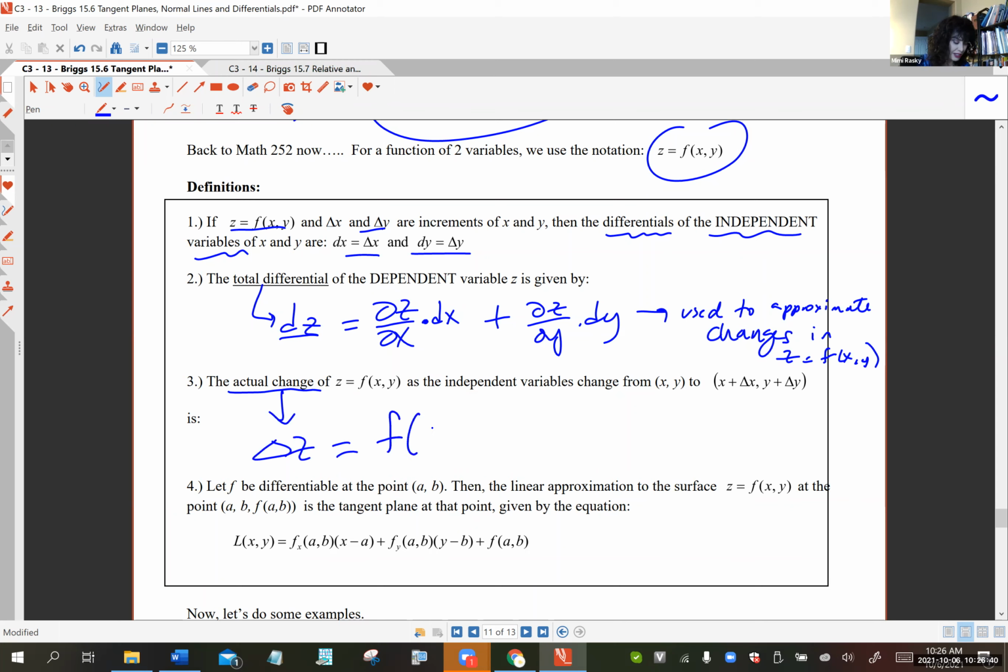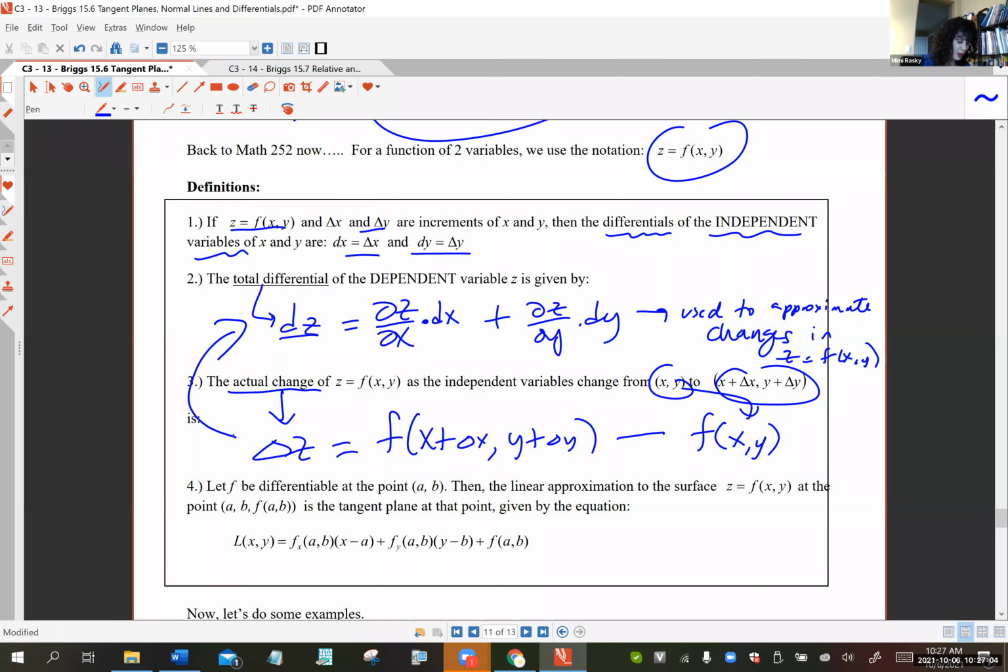This is going to be f evaluated at x plus delta x, y plus delta y, that's the second point they gave, minus the function evaluated at the first point. And that is the change in altitude, essentially, if you're looking at your surface z coordinates. You're basically just evaluating the change in the z coordinates. And hopefully, when you compare these two, they're going to be pretty close. Pretty good approximation. Now, what about the linear approximating function, which is just the equation of the tangent plane?